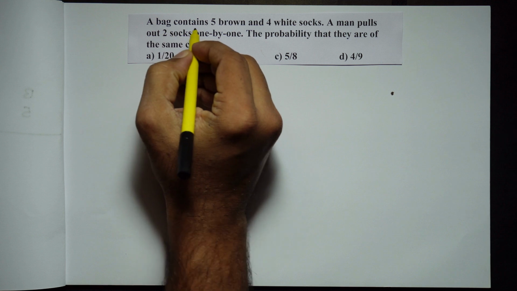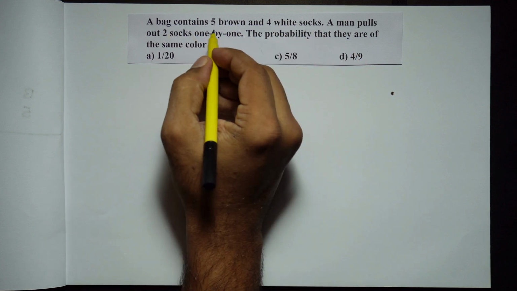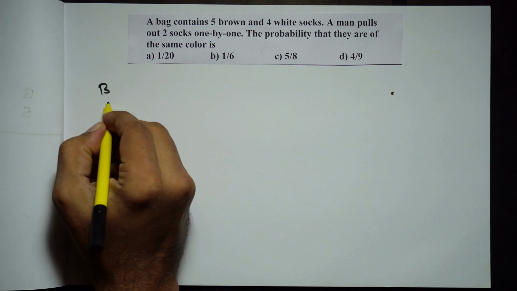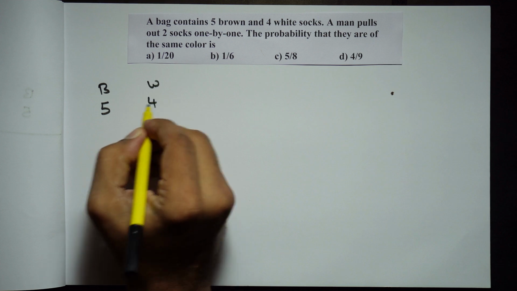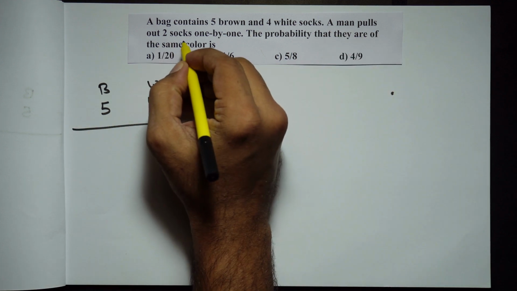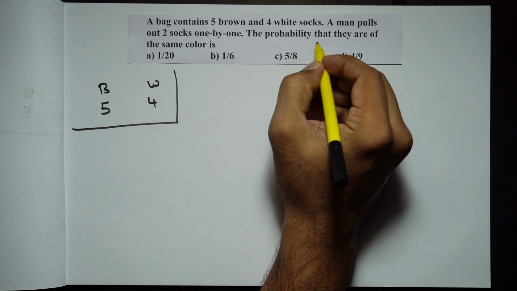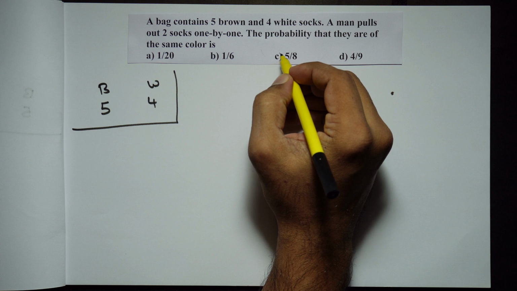A bag contains 5 brown and 4 white socks. So brown, there are 5 of them, and 4 white socks. So white socks, there are 4 of them. A man pulls out 2 socks one by one. The probability that they are of the same color, that is what you need to find out.